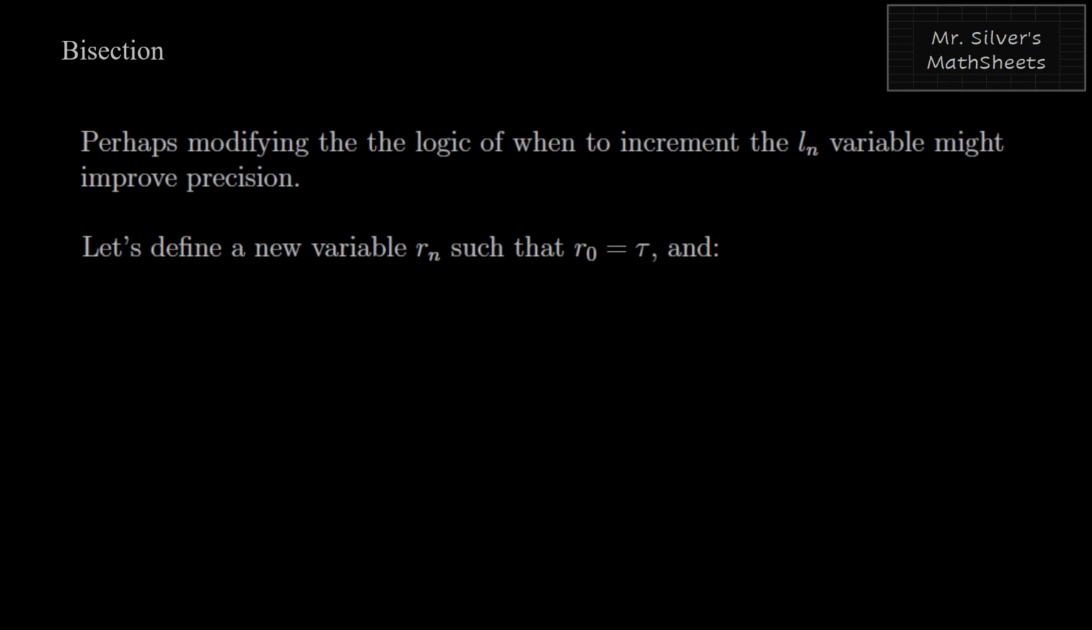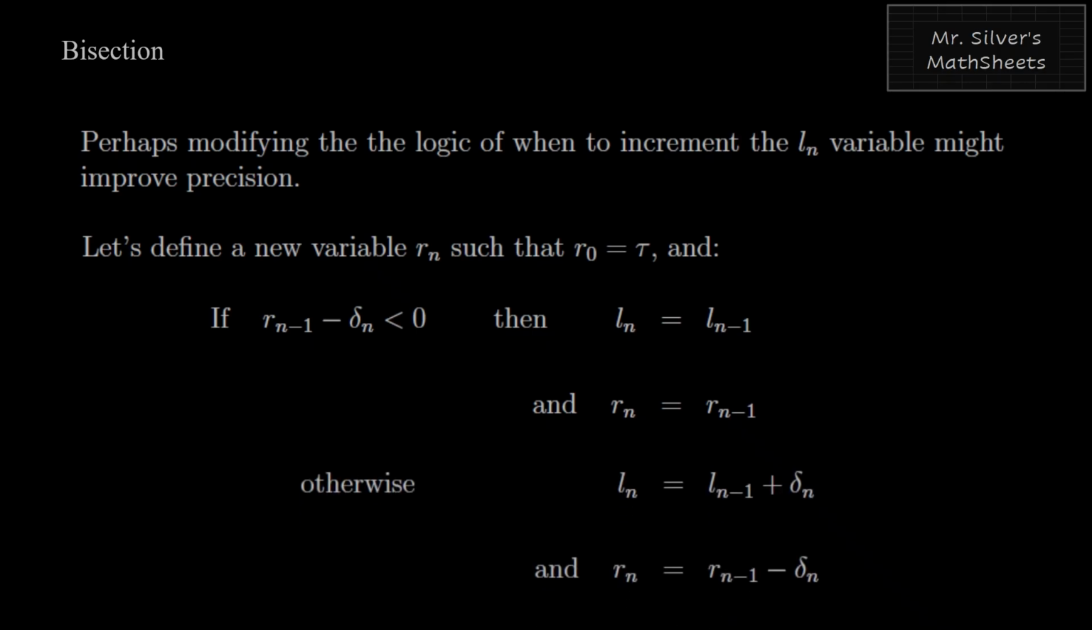Let's define a new variable, Rn, remainder of n. It starts off at tau, and then if Rn is less than delta, we don't do anything. But otherwise, we increment the lower limit by delta, and we decrement the remainder by delta. That's all we're doing to the logic.